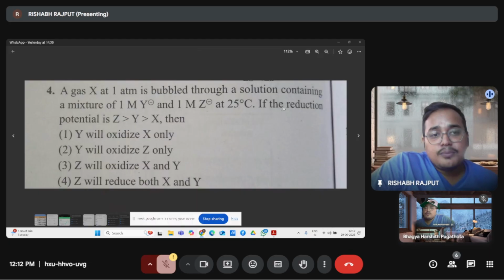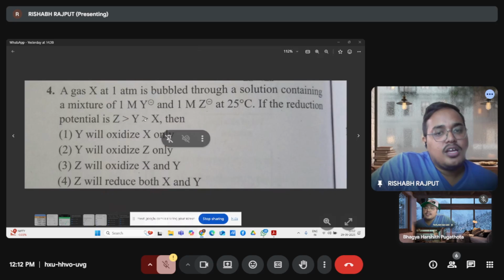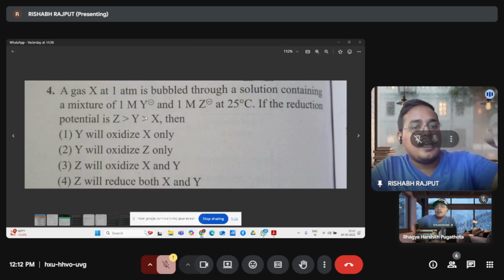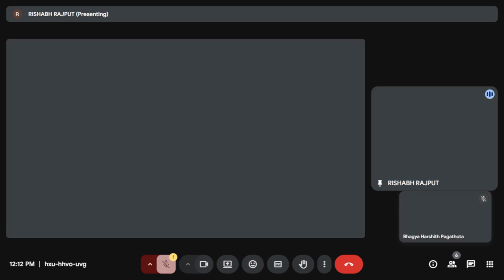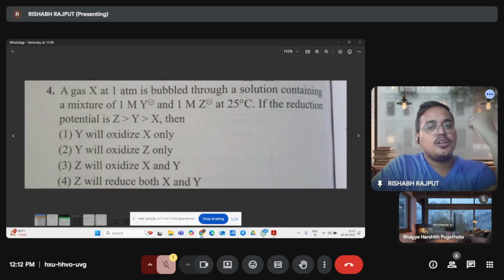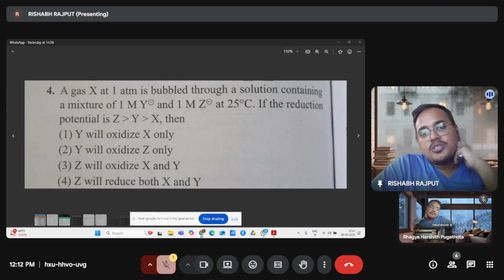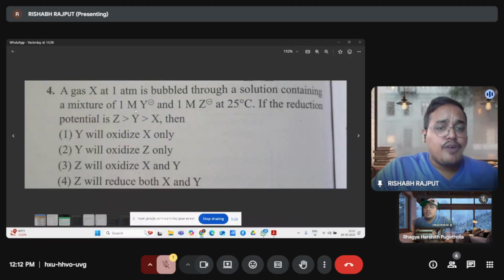Why? Because the reduction potential power is there. If you reverse it, then it will become oxidation. So that is why in this case, Y will reduce Z. Okay, Y will reduce Z. That is the second option, which is right. And fourth is Z will reduce both Y and X. Why? Because Z has more power compared to these for reduction. So that is why Z will reduce both Y and X. The fourth option is right. And second, Y will reduce Z.